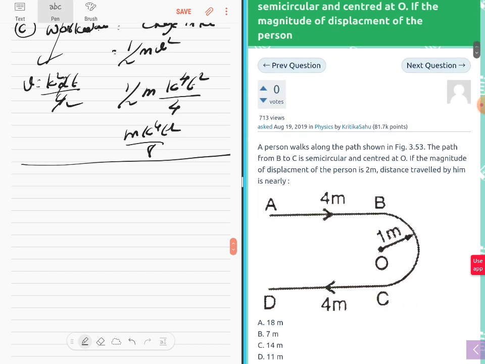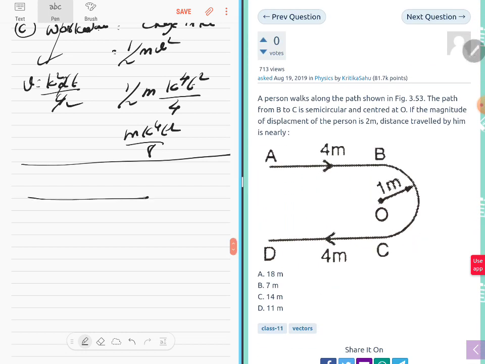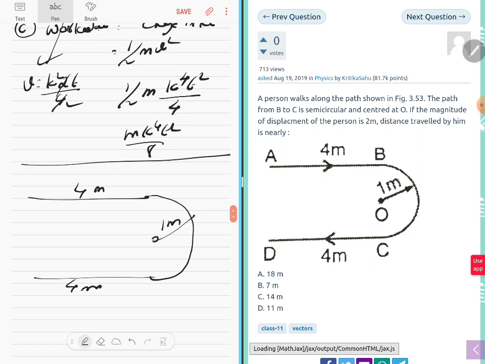A person walks in this path. Okay, there's a 4 meter and there's a semicircular path which has got radius as 1 meter. There's again a 4 meter. The person walks along the path shown in the figure.